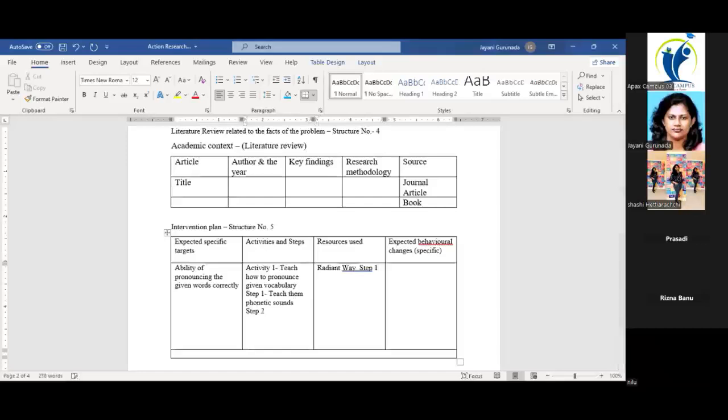Then step 2: teach them how to pronounce the given words correctly. Then you are using flashcards or picture cards. Then step 3: students read the given sentences.